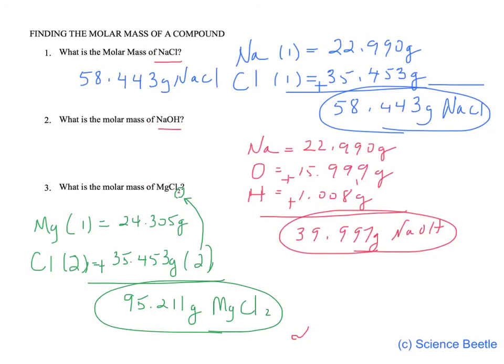So finding the molar mass is not incredibly difficult, but remember, in summary, what you need to do is find the mass of each of the atoms in the compound, add them together, and that is your molar mass.